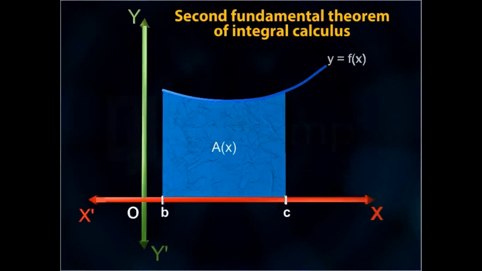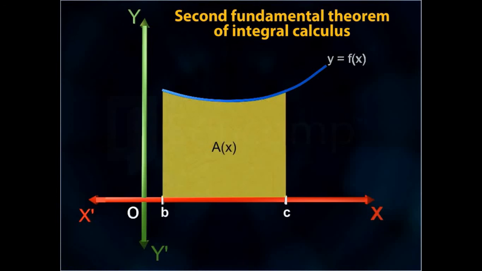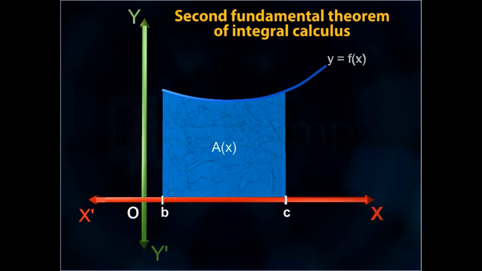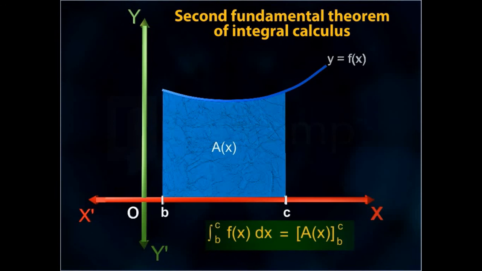The second part of the theorem deals with the computation of definite integrals. It states that if f is a continuous function defined on closed interval [b, c], and A be an antiderivative of f, then the definite integral from b to c of f of x dx is equal to A of c minus A of b.